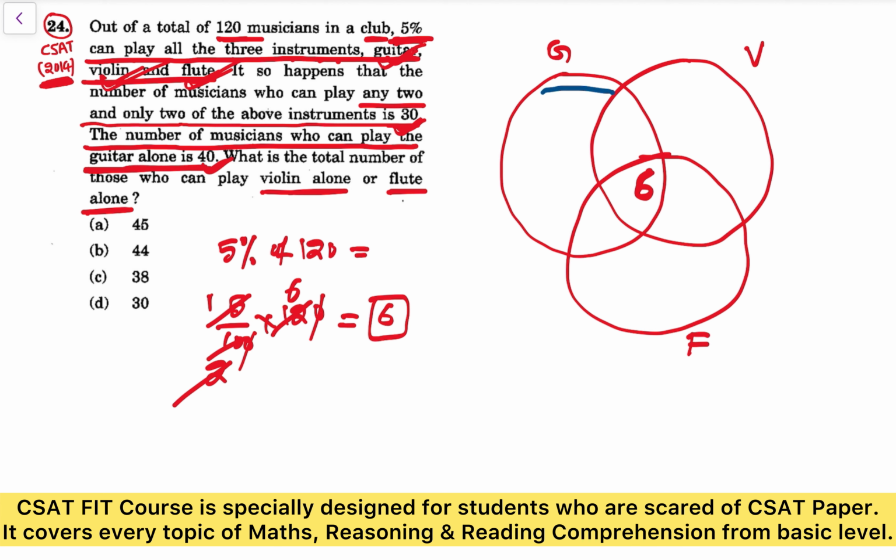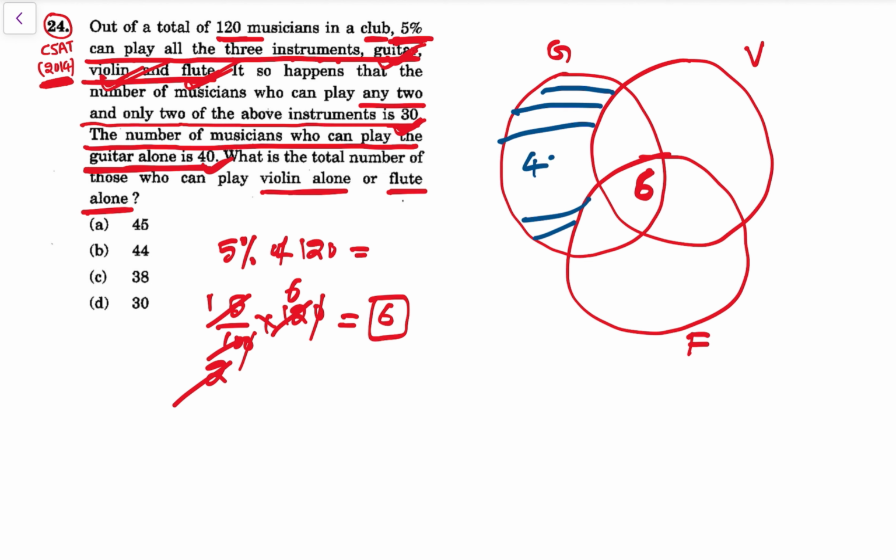Then the number of musicians who can play guitar alone, guitar alone is this area, and that is 40, which is given. All the other regions we are not given, so let's take them as A, B, C, D and E.